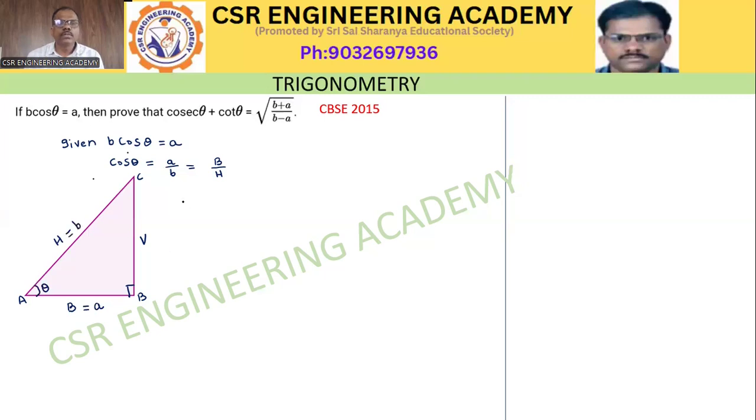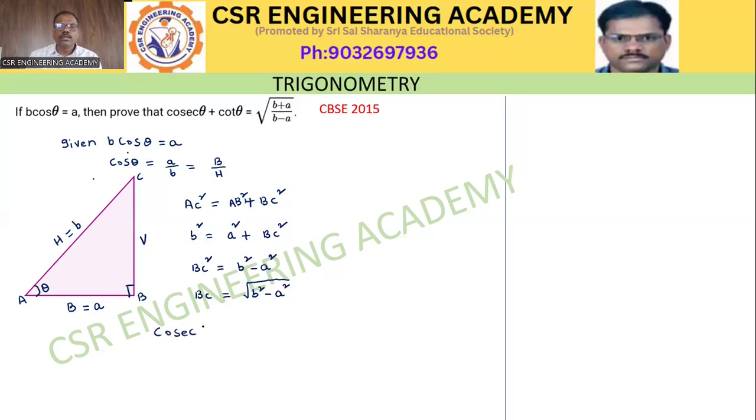According to Pythagoras theorem, AC square is equal to AB square plus BC square. AC is equal to b, that is b square is equal to AB, which is a, that is a square plus BC square. BC square is equal to b square minus a square. BC is equal to root of b square minus a square.